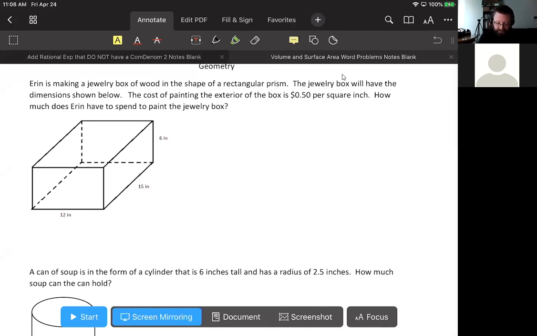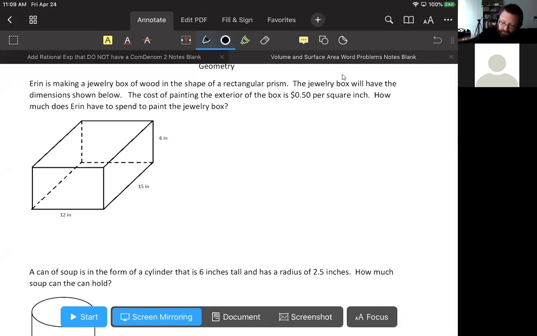Okay, or in reality, since it's a rectangular prism, really any of those faces could be considered the base. It doesn't really matter which one. That's part of the fun of prisms, especially rectangular prisms. The cost of painting the exterior of the box is 50 cents per square inch. How much does Aaron have to spend to paint the jewelry box? So here's what we do.